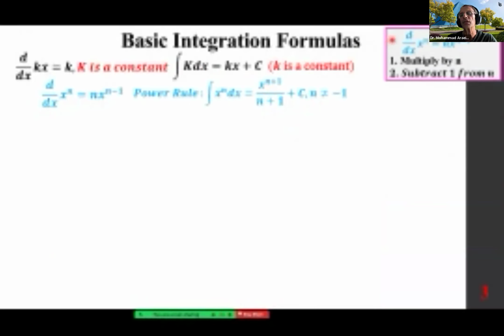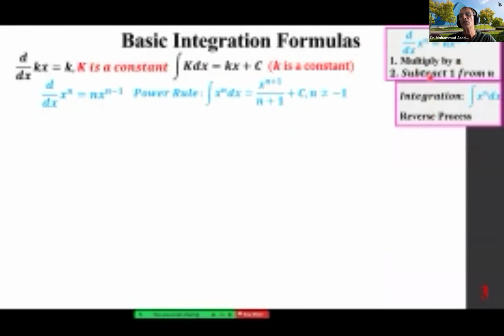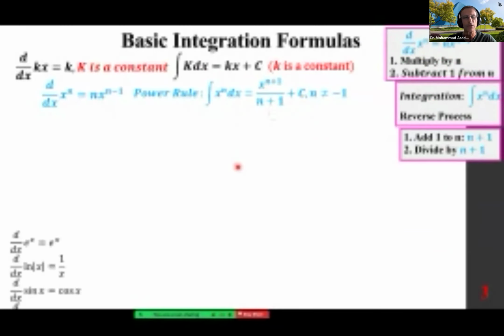We went through the process by explaining that when you take this derivative, you multiply by n, you subtract 1 from it. To do the integration, you go with the reverse process. Subtracting becomes addition, and multiplication becomes division. And that's where we have the answer. And we proved by differentiating the right side, we should get x to the power of n.